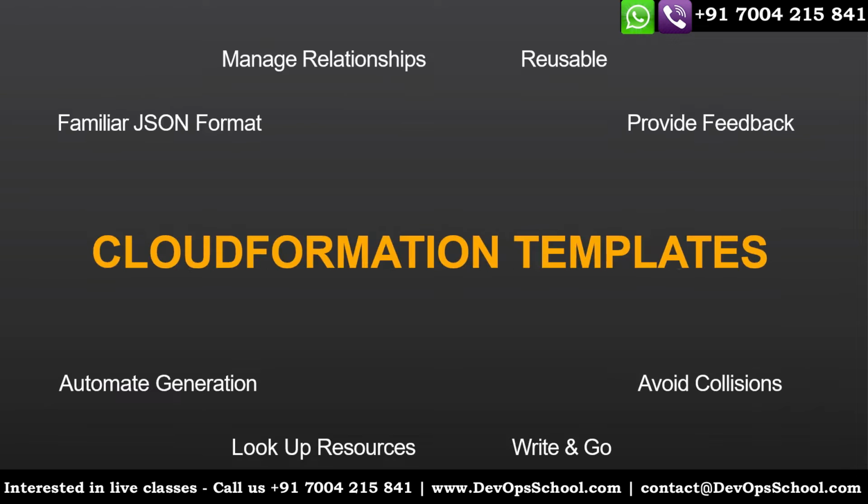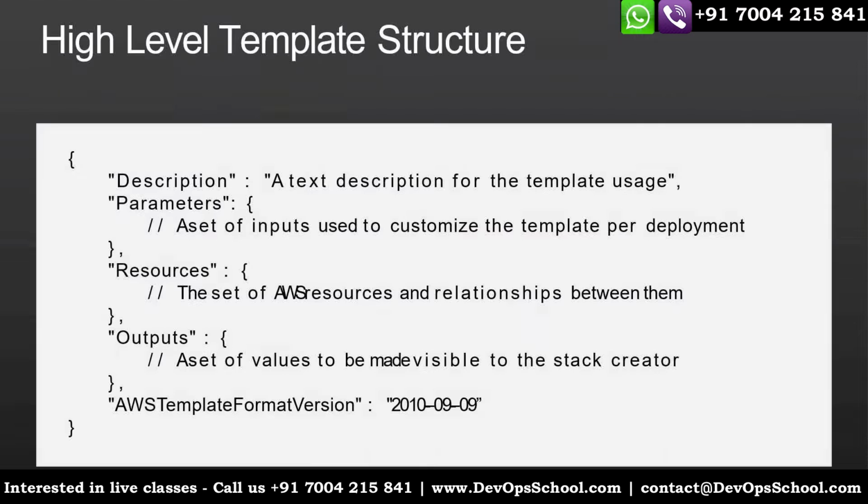Now, creating a template is very important. A template is easy to understand and has certain characteristics which you can see on the slide: automated generation, look up resources, write and go, avoid collision, provide feedback, reusable, manage relationships, familiar format, and so on. This is the high-level JSON structure. Every template has a description, and if you have user parameters to pass, you declare them in the parameters section. Then you have resources, inside which you declare all the resources you want. Outputs give you output variables, such as the public IP address of an EC2 instance. And then the version of the file you are using. So at a high level the structure is description, parameters, resources, and outputs.